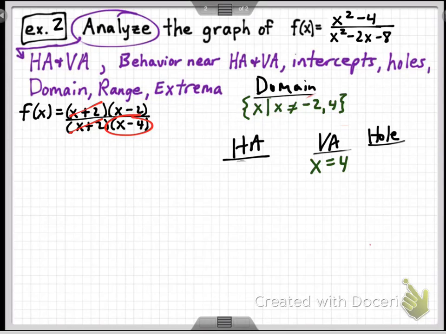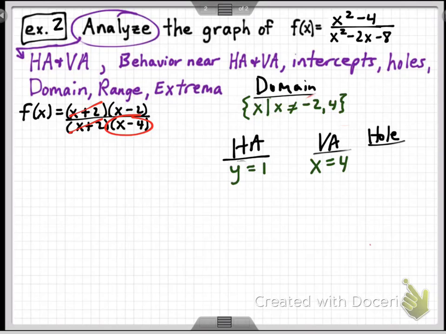And then the horizontal asymptote, might as well look at that now. Same size bubble over same size bubble. So y equals the coefficients of the x squared terms. It's 1 over 1, so y equals 1.